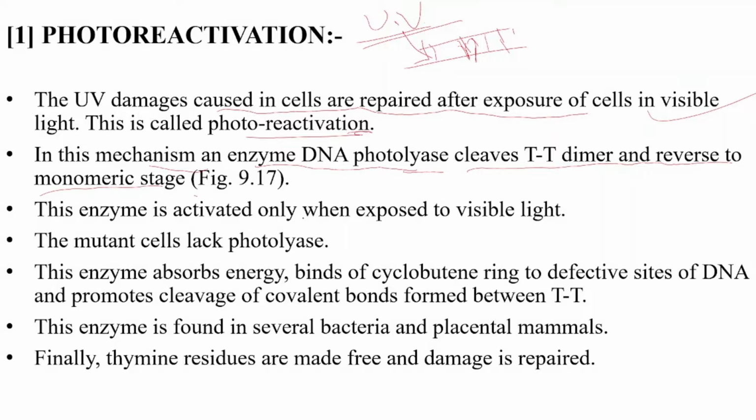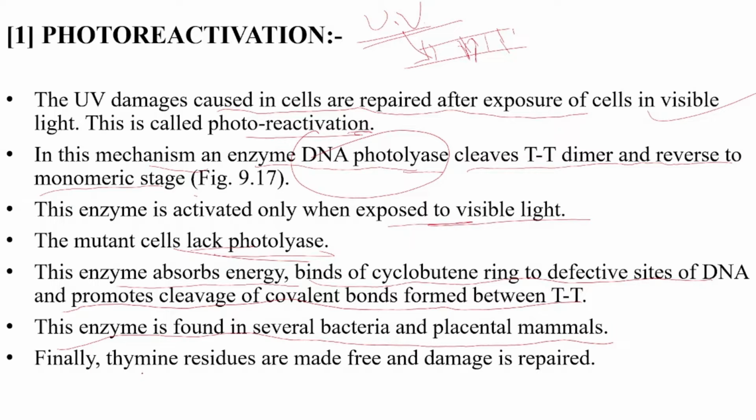This enzyme, DNA photolyase, is activated only when exposed to visible light. The mutant cells lack photolyase. This enzyme absorbs energy, binds to the cyclobutane ring at defective sites of DNA, and promotes cleavage of the covalent bonds formed between TT. This enzyme is found in several bacteria and placental mammals. Finally, the thymine residues are made free and the damage is repaired.